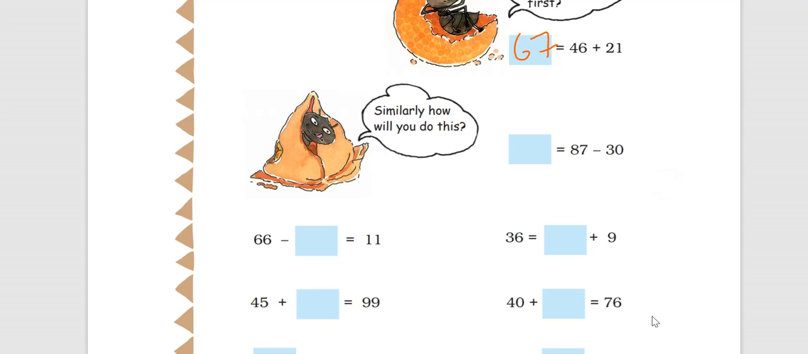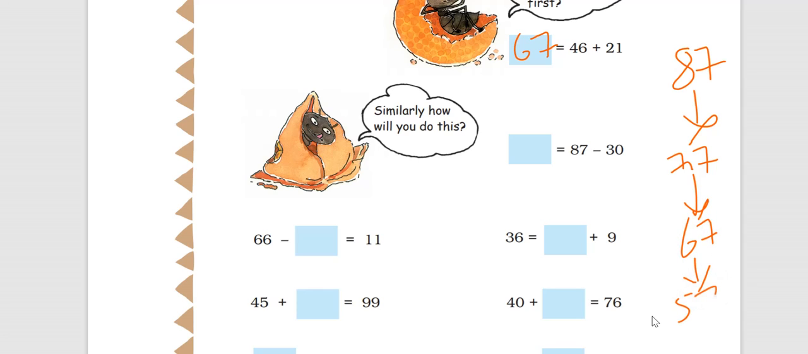87 minus 30. So, you're on 87. Come down 1 step, that is minus 10. 77. Come down another step, that is 67. Come down another step, that is 57. 30 is nothing but 3 tenths. 1 tenth, 2 tenths, and 3 tenths. 3 tenths is 30. So you're on 57. 87 minus 30 is 57.